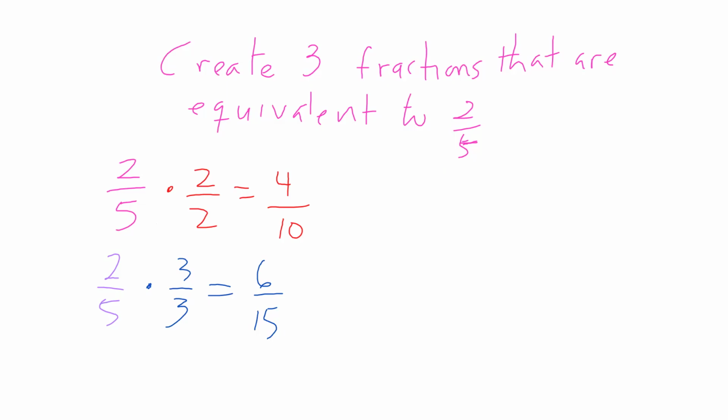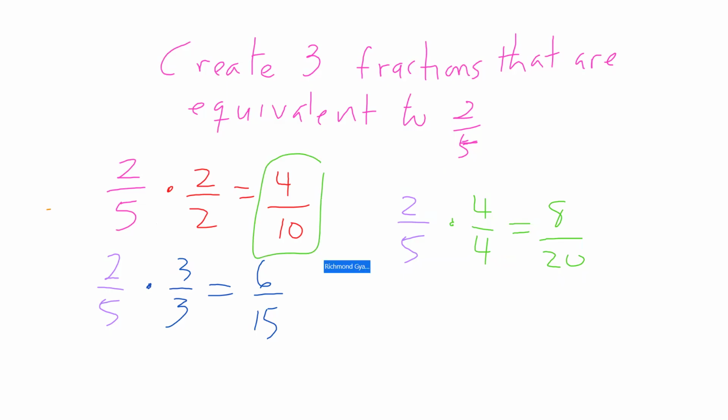The third one will be 2 over 5 again times, let's do 4 over 4. This should give me 2 times 4 on top is 8, and this is 20. So these 3 fractions are equivalent to 2 over 5. How do I know that? I know that I can reduce these fractions, and it's going to bring me to 2 over 5.